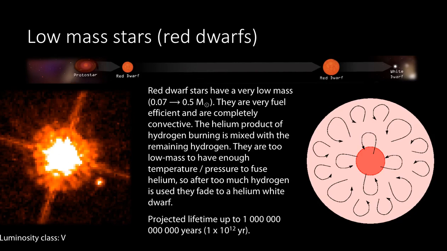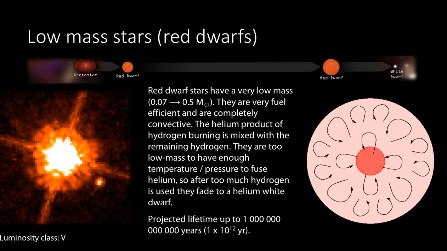Very low mass stars, which are often referred to as red dwarfs, have a mass of between just under 10% to about 50% the mass of our Sun. Because they are so low mass, they have very, very low luminosity, which means that they use up fuel very efficiently. They use it at a very low rate.